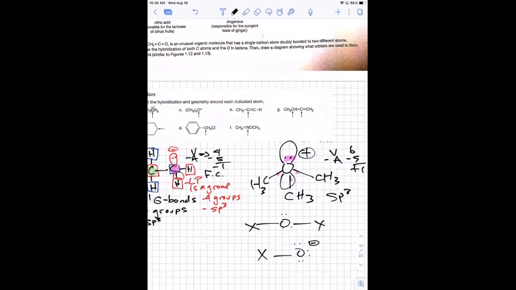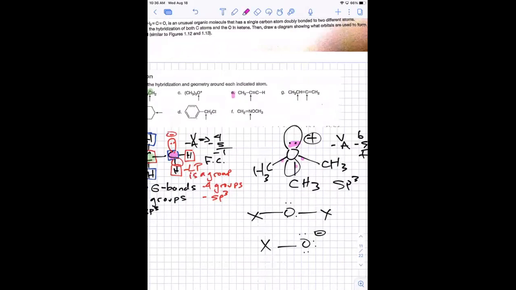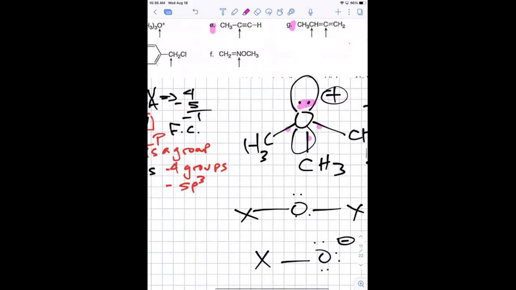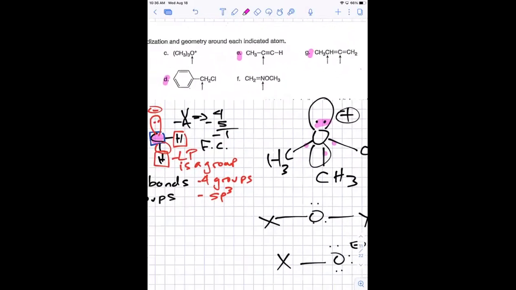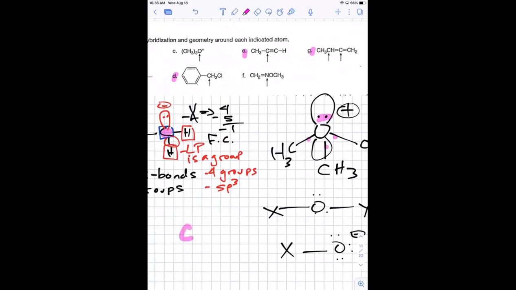All right, we're going to do E, D, and G. We're going to do those. E, G, D. Let's do E. Look at the carbon that the arrow is pointing to. So let's write that out. We have a carbon with a triple bond to another carbon, and this is H and H, and it's asking for the hybridization state of this carbon.